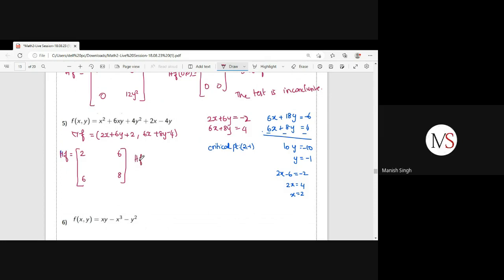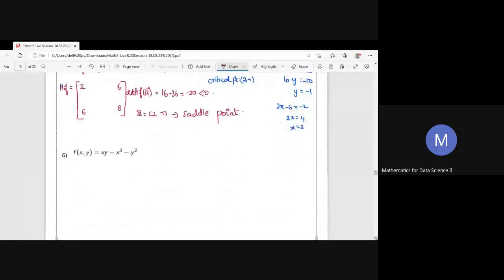Now the determinant is 16 minus 36, which is minus 20. Minus 20, which is less than 0. So your point (2, -1) is a saddle point. Okay. Fine. All right.